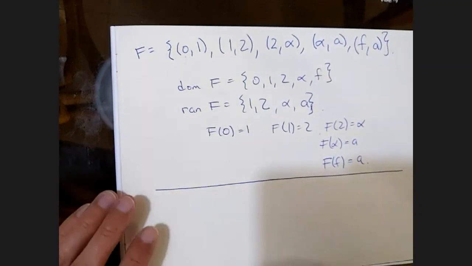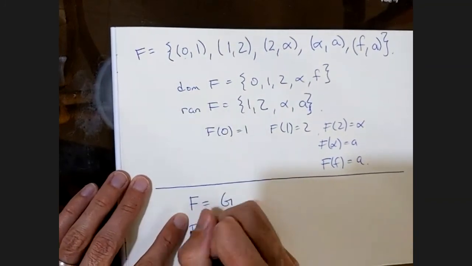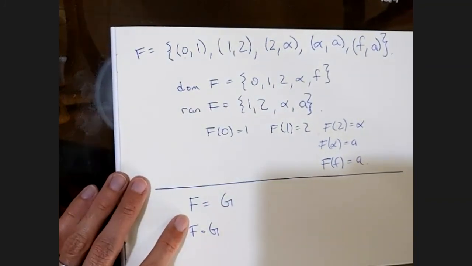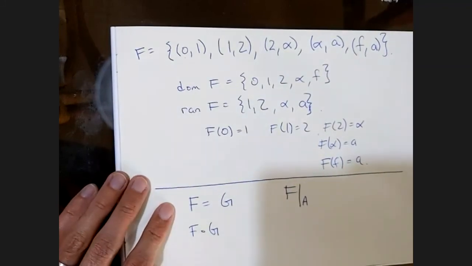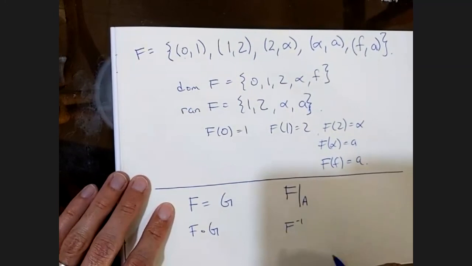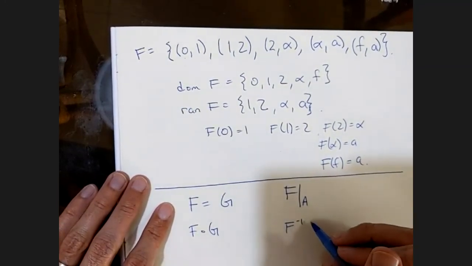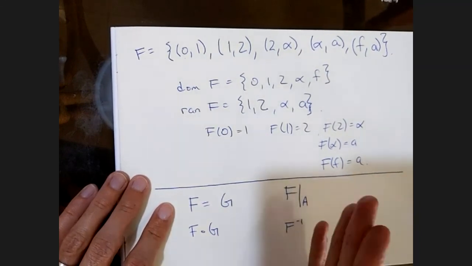Okay, and now we want to do the usual things with functions. We want to say when two functions are equal, when that makes sense. Let's see, what else do I want to do? We want to talk about F inverse. F inverse is a relation. We want to talk about when it is a function, the inverse of F.